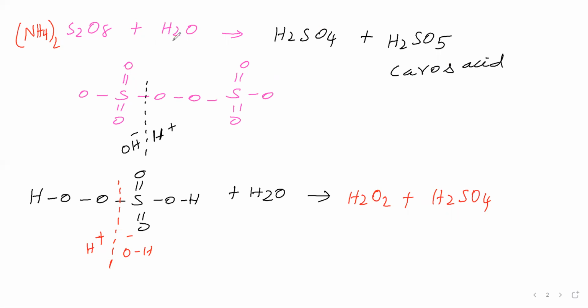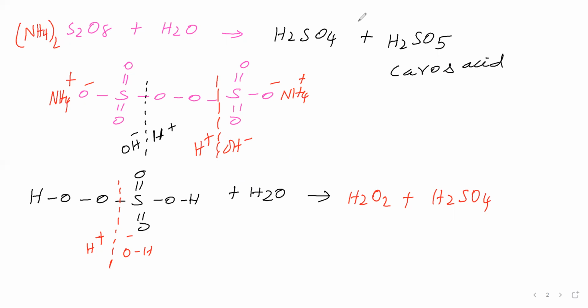(NH4)2S2O8 we have taken for vacuum distillation. Now that structure we will write: (NH4)2S2O8 structure is this. It undergoes hydrolysis like this. This bond also breaks. Here OH minus, here H plus.